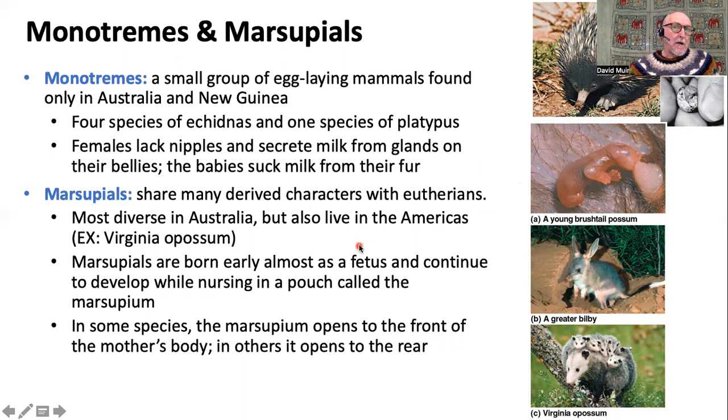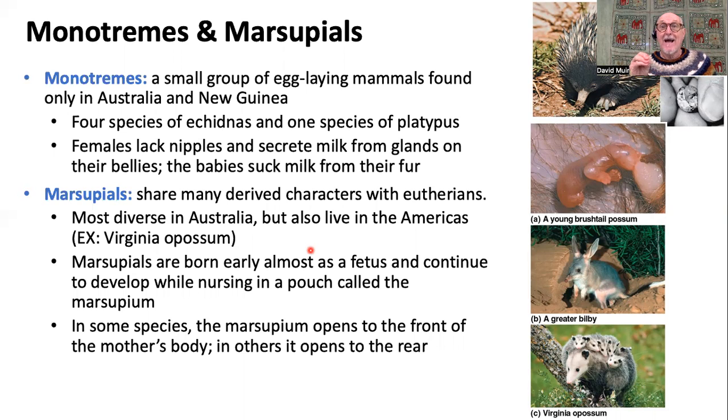The other group, which we regard as being relatively primitive mammals, are the marsupials. And the marsupials are things like the kangaroos, opossums. Now, they share a lot of derived characters with the more advanced mammals, but they have maintained a primitive form of reproduction, and that is that they give birth very, very early on to what is effectively a fetus. They give birth to the fetus, which then makes its way to a pouch called the marsupium, where they fix themselves to a nipple.